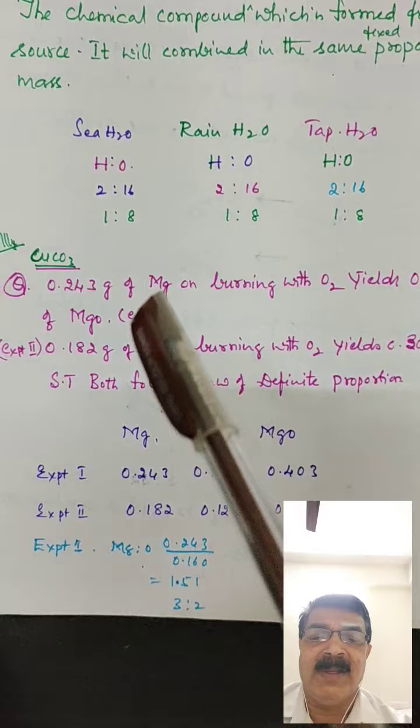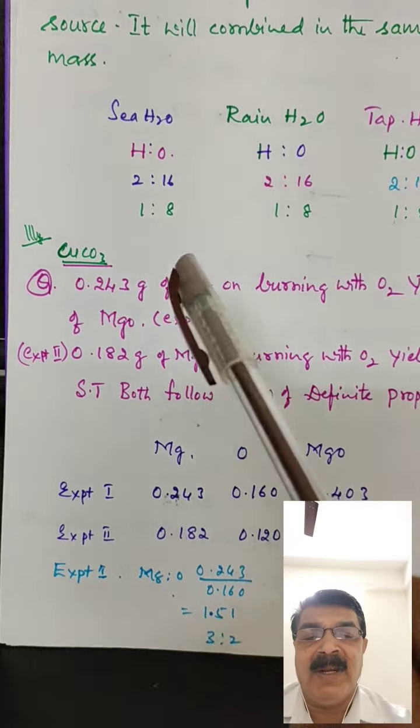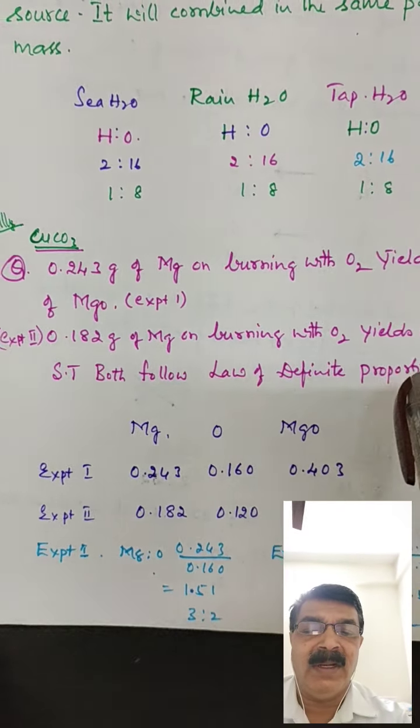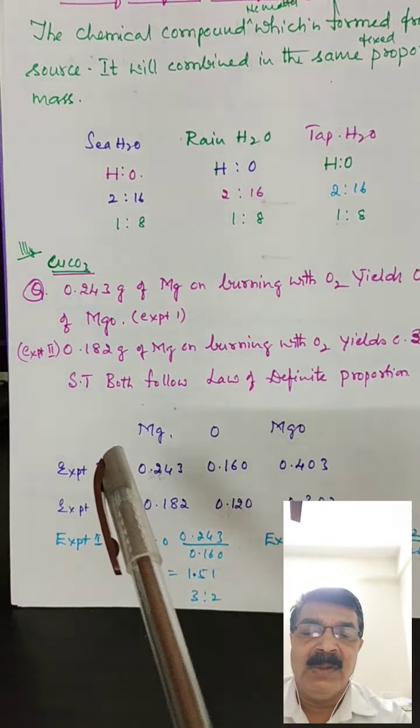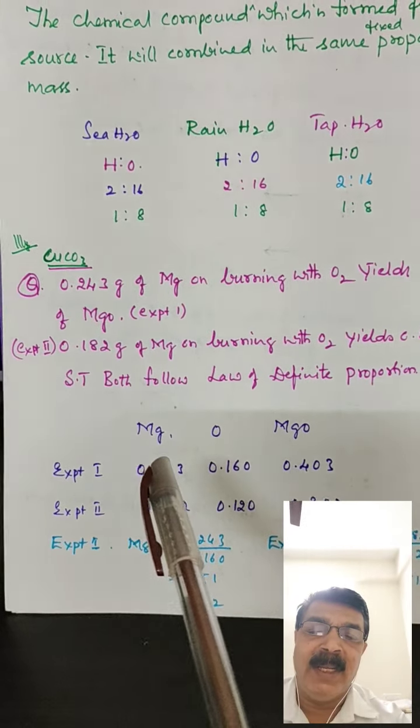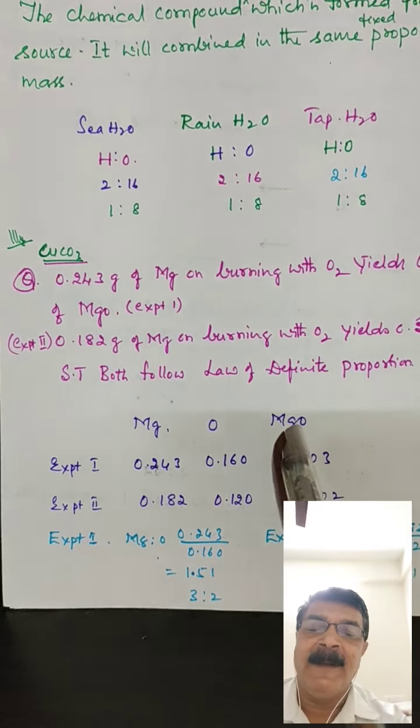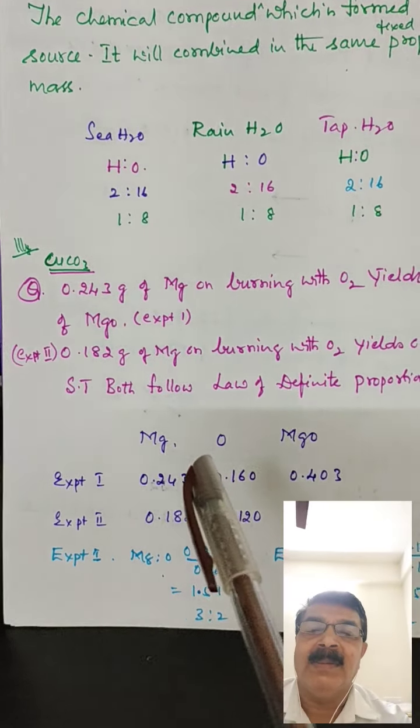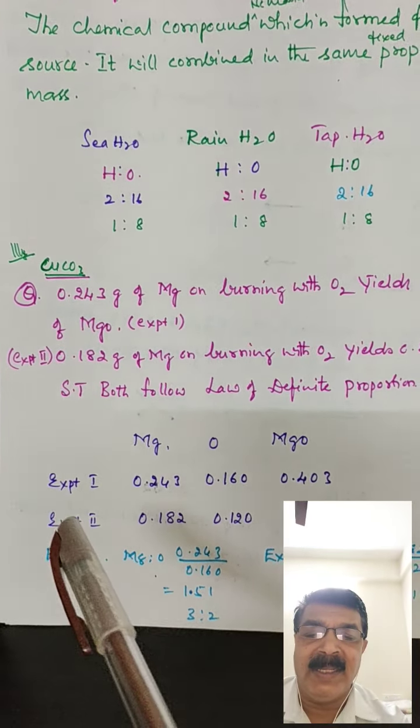Here the two experiments are there, experiment number 1 and experiment number 2. Both are following the definite proportion by mass. So observe this here: magnesium, oxygen and magnesium oxide. This is experiment number 1, experiment 2.